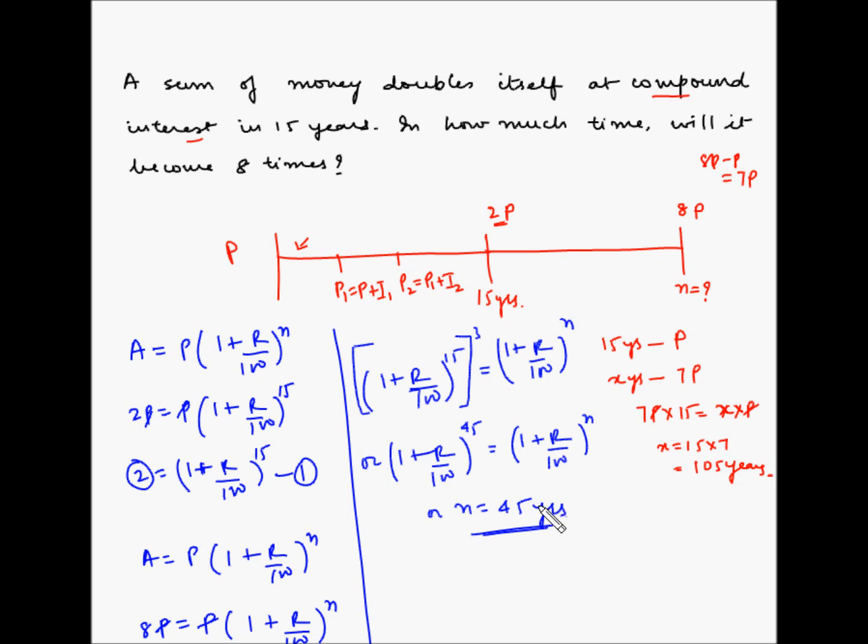So based on compound interest, the amount will become twice in 15 years and it will become 8 times in 45 years. However, if it was simple interest, then it would have taken 105 years to become 8 times.